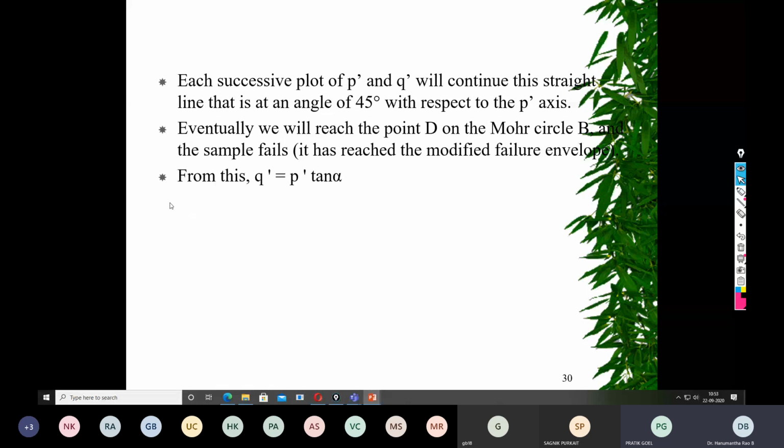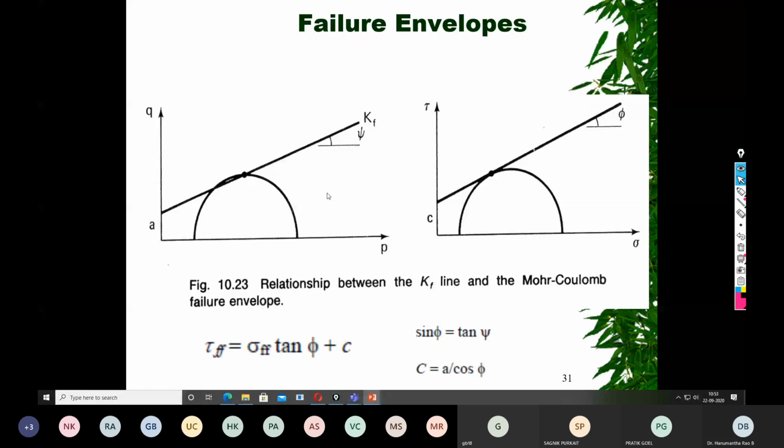Here, Q dash is nothing but P dash into tan alpha. This is the relationship between P dash and Q dash. So there is another line when you transform the Mohr-Coulomb failure envelope into the P dash Q dash graph. I think I will stop because it's already 10:53, and if I start this, we may miss several things again. So I will stop here. I will cover this lecture maybe tomorrow.